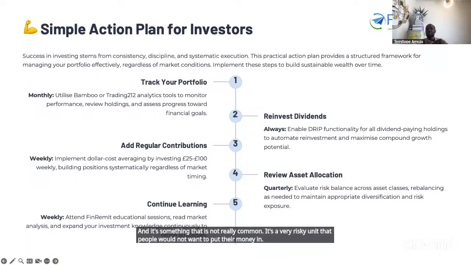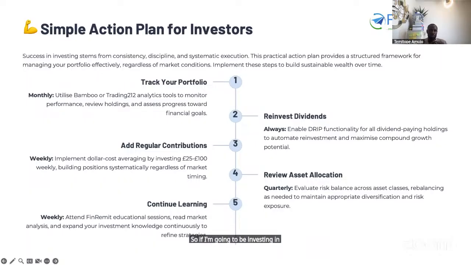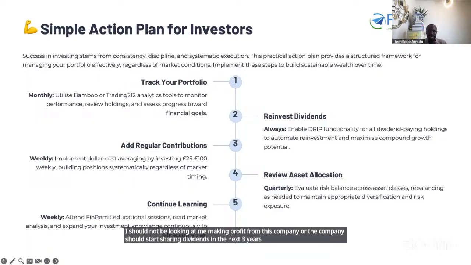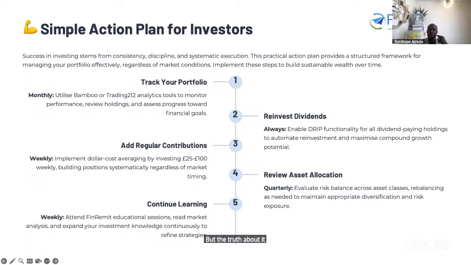So if I'm going to be investing in such a company, for example, and I'm giving them equity funding to go and get their solution to market, I should not be looking at me making profit from this company, or the company should start sharing dividends in the next 3 years, not the next 4 years, not even the next 5 years. But the truth about it is that as the company is gaining traction, the value of the shares, the value of the company continues to increase.